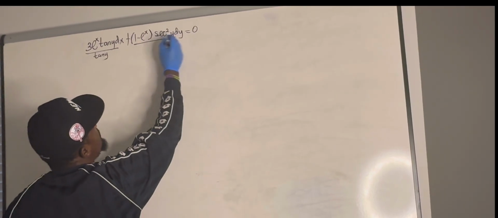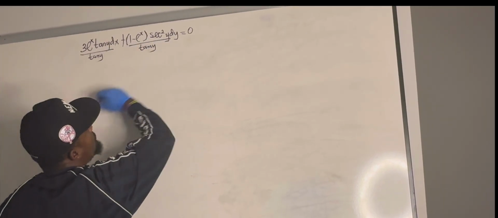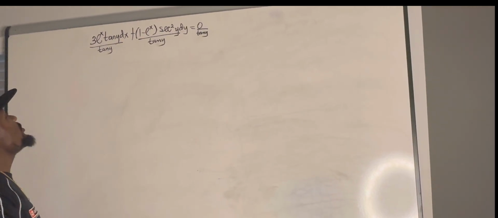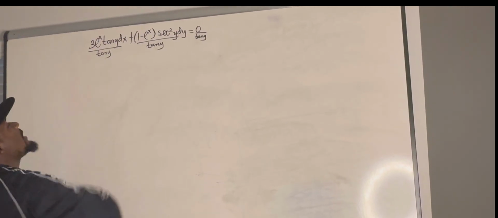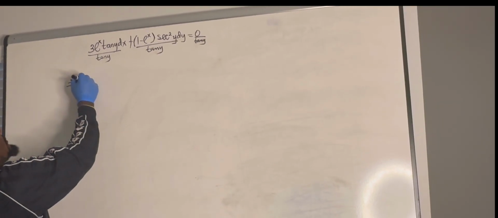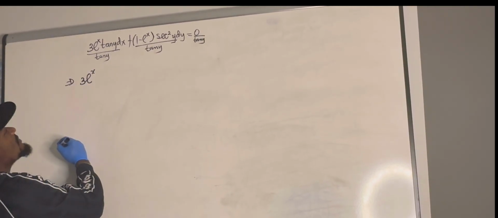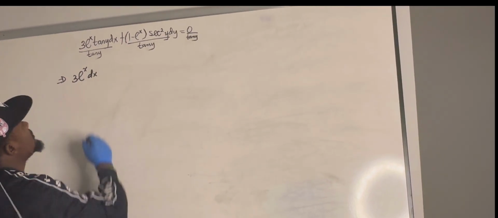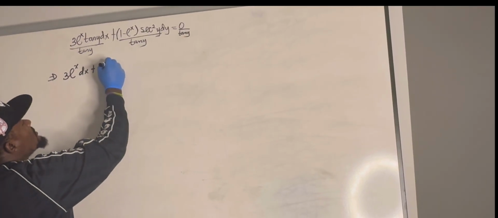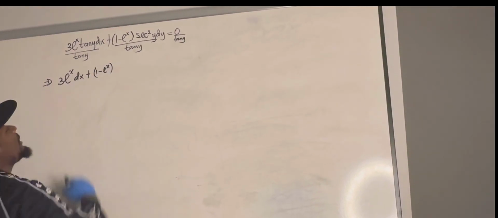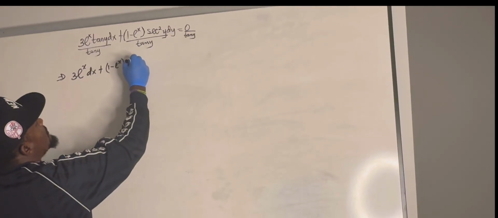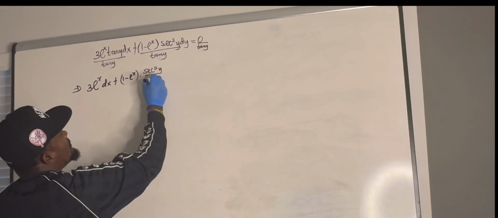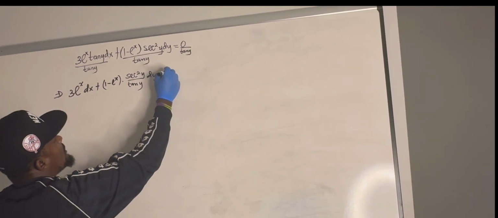We divide here by the tangent of y and here by the tangent of y. Once we do that, tangent will cancel here and we will have 3e^x times the differential of x plus (1 minus e^x) times sec squared y divided by the tangent of y dy equals 0.